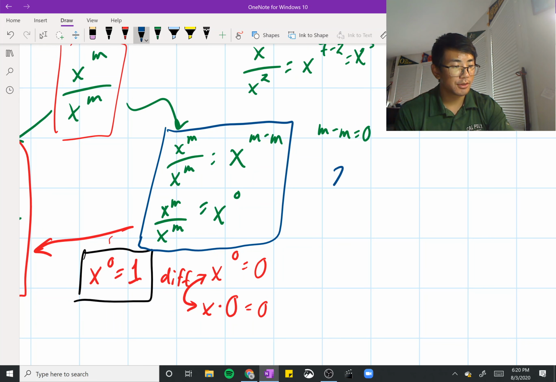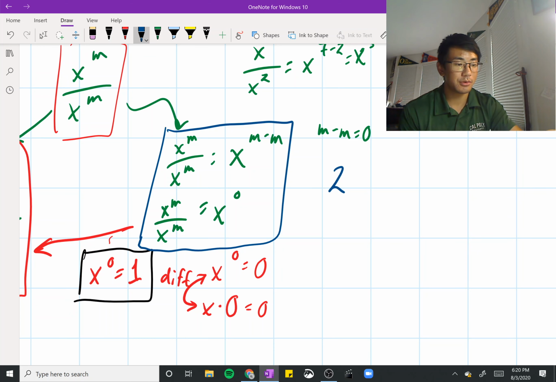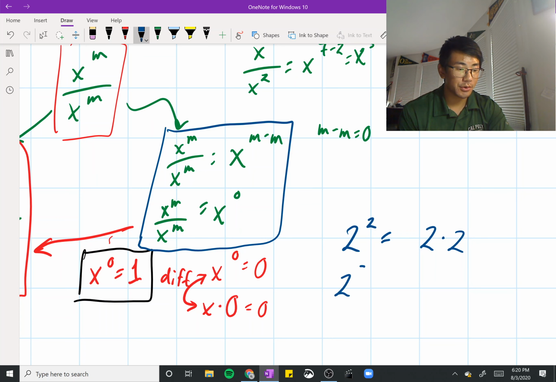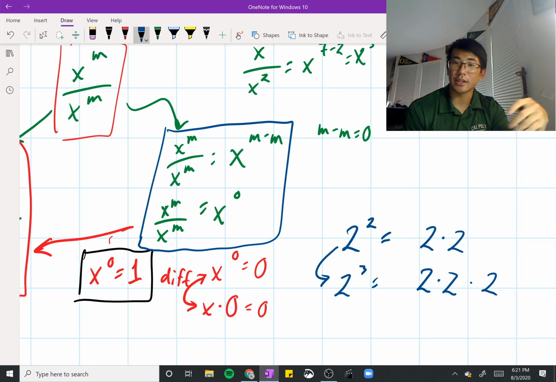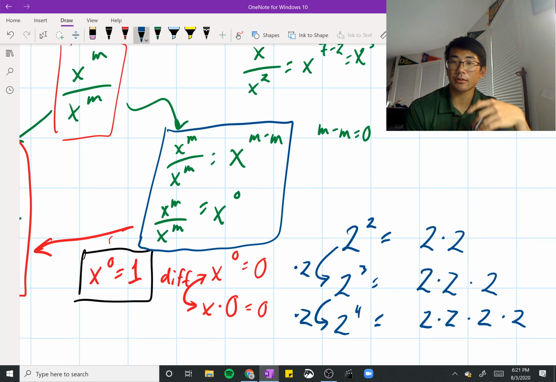Think about this. We'll use an actual numerical example here. Pretend I have 2 squared, right? So that's equal to 2 times 2. Nothing special there. If I have 2 cubed, that's 2 times 2 times 2, right? When you're going forward, when you increase the exponent by 1, you're just multiplying it by another 2. If I wanted to get 2 to the 4th, that would just be times 2 again. So I have 1, 2, 3, 4 2's.